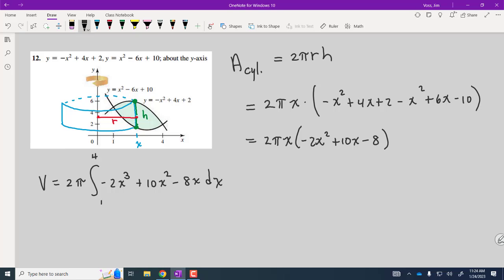So that is the setup that you should have. Does anyone have a question on that setup? Does that setup make sense? Notice that to find the height, we are doing the upper curve minus the lower curve. And when we do minus the lower curve, we have to distribute the minus to change the signs. Does that all look good to you?